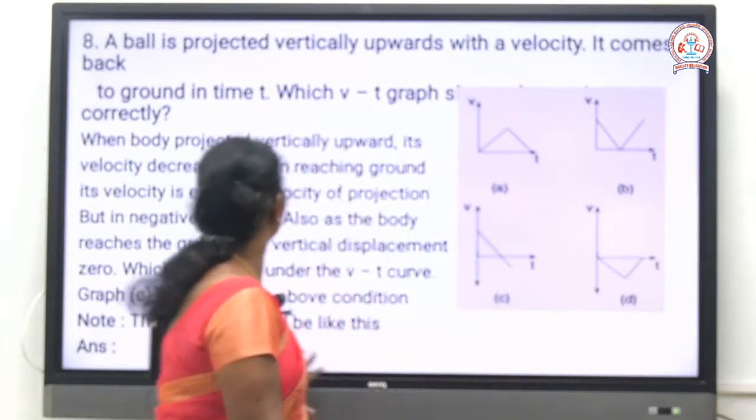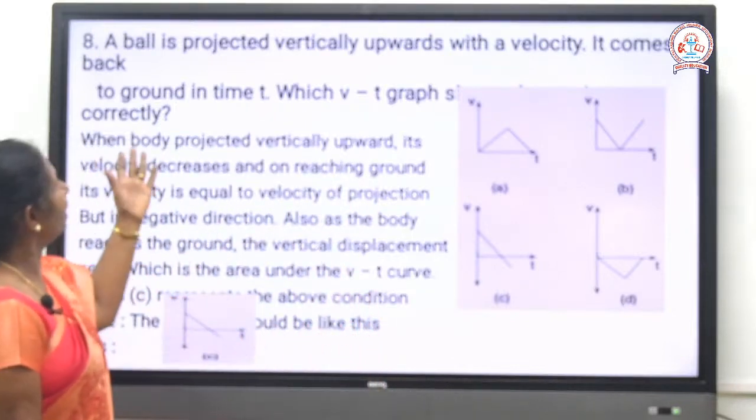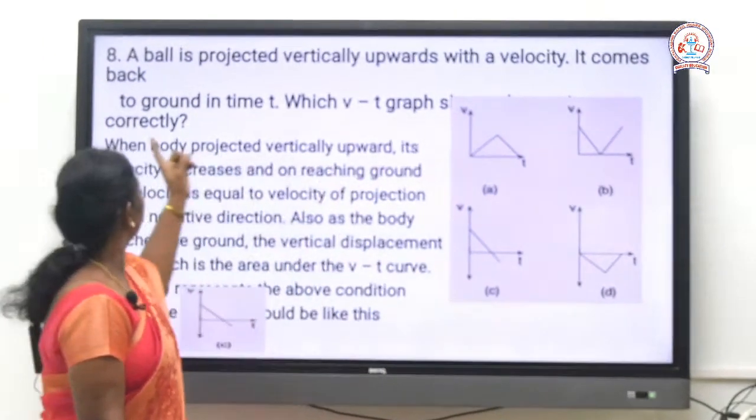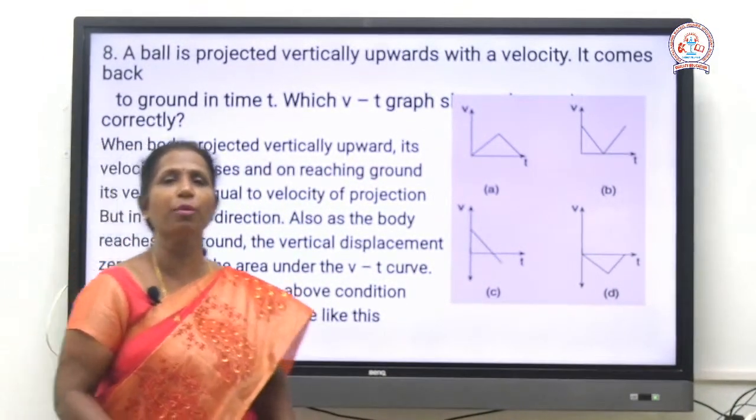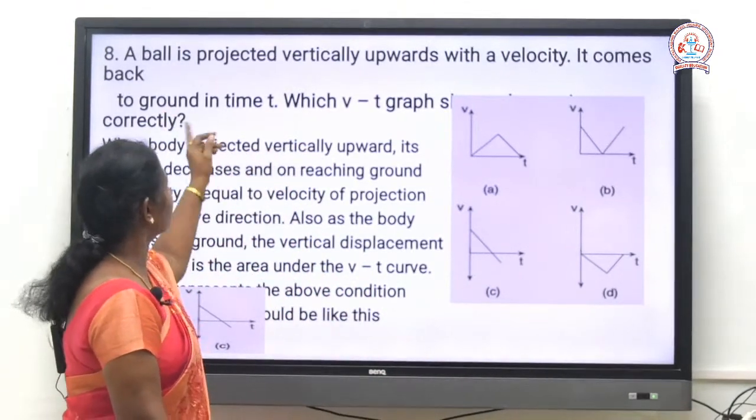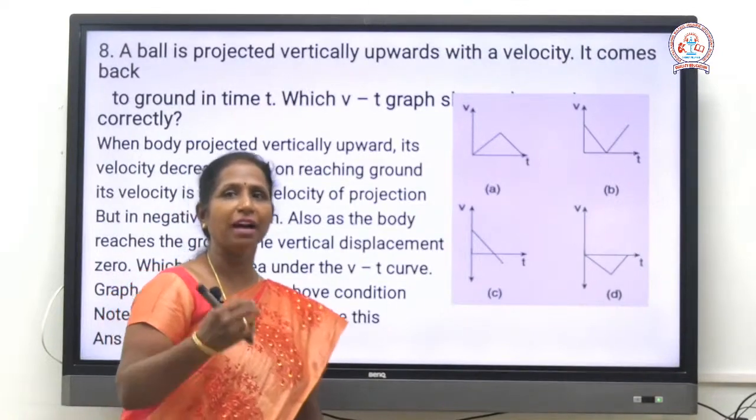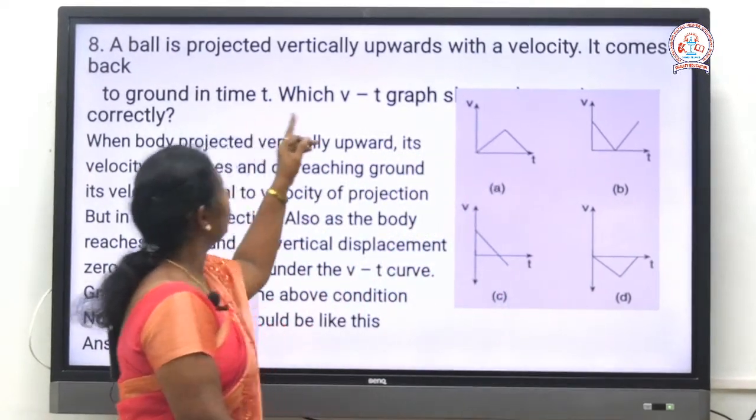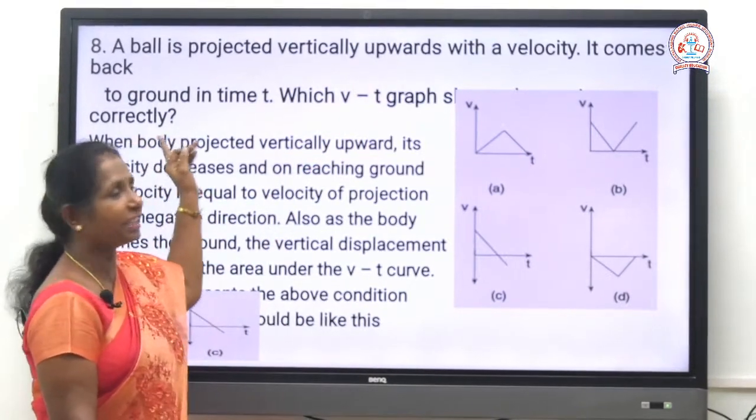Now, the 8th question. A ball is projected vertically upwards with some velocity, and it comes back to the ground after a particular time t. Which v-t graph is correct?